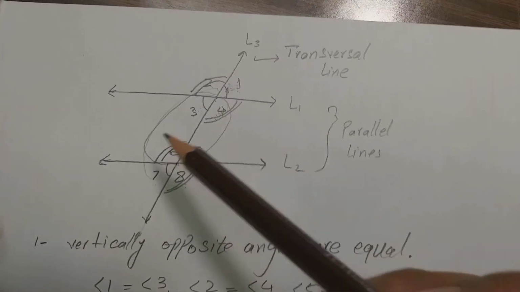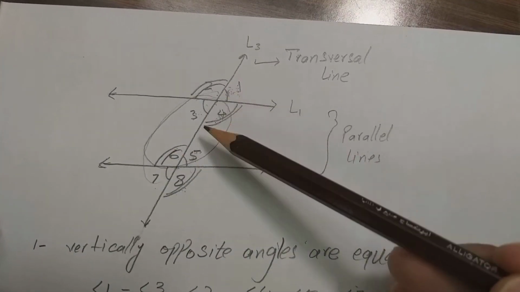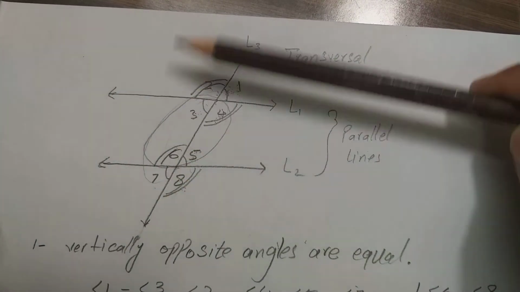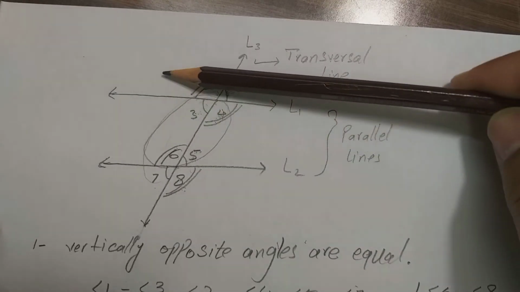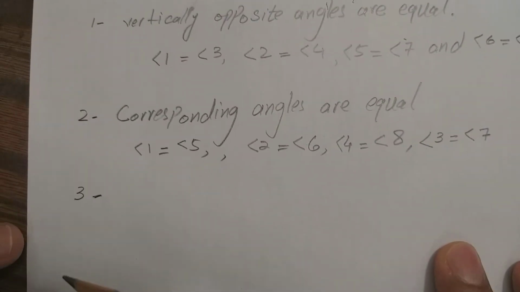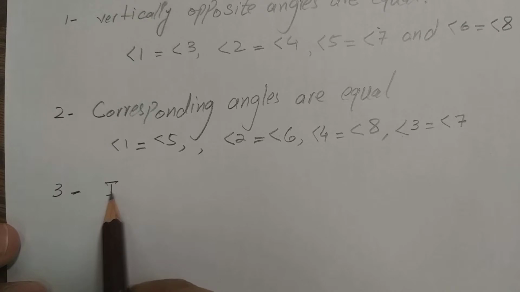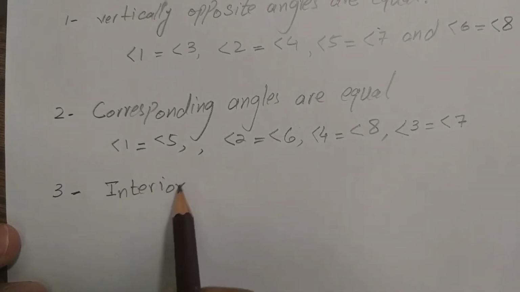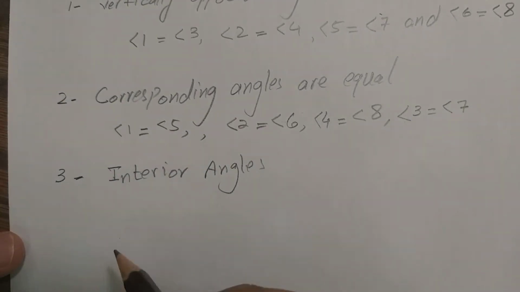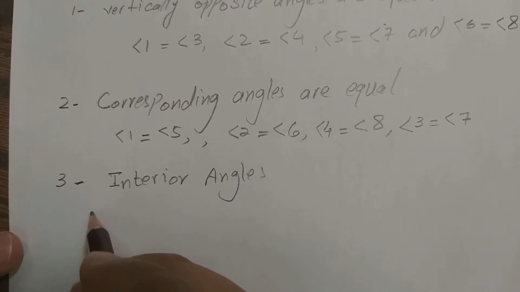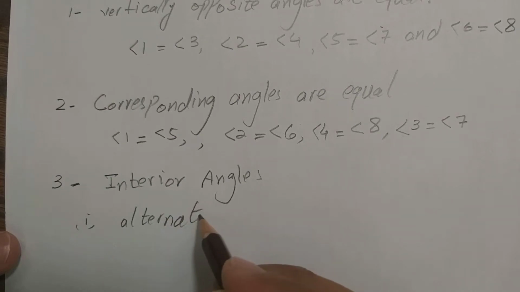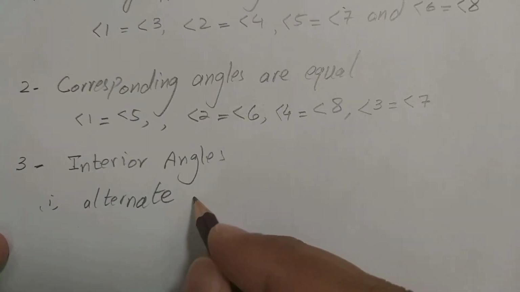And even if you observe in this circle, these are called the interior angles because they are between the two parallel lines. And 1, 2, 7 and 8 are called the exterior angles because they are outside of the parallel lines. So interior angles have two types. One is called alternate interior.